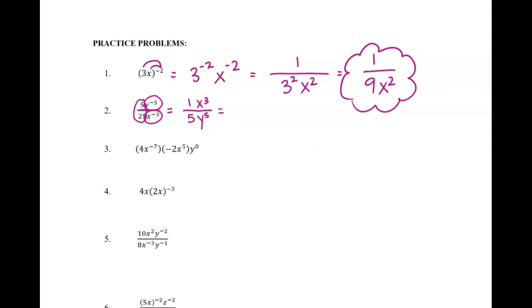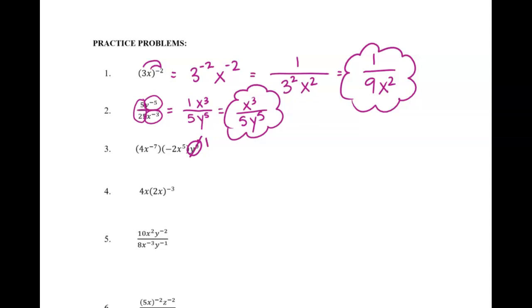You don't need a 1. You can keep it if you want. I'm going to rewrite this as x cubed over 5y to the 5th. For the next one, the first thing I'm going to do, you could leave it to the end if you wanted, but y to the 0 is just 1, so I'm just going to get rid of it because it's just multiplying the whole thing by 1.